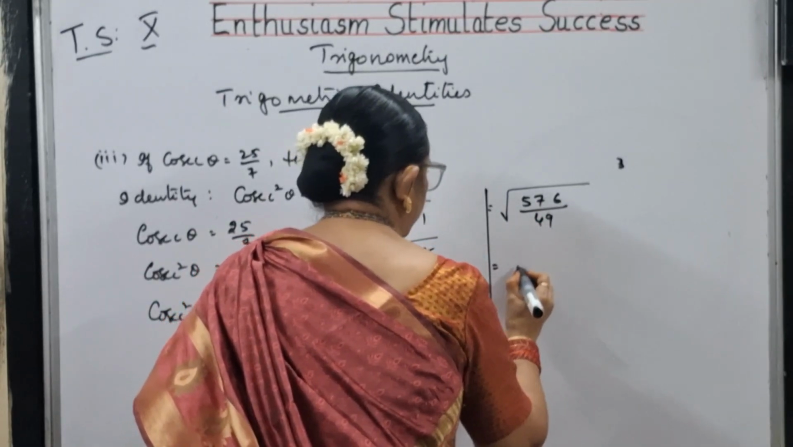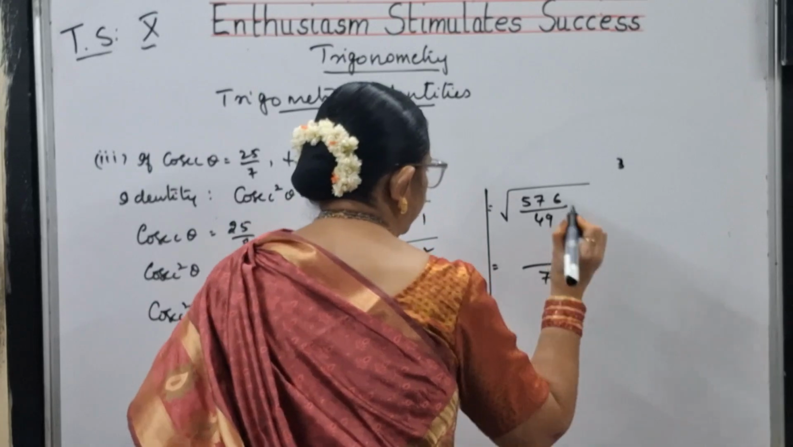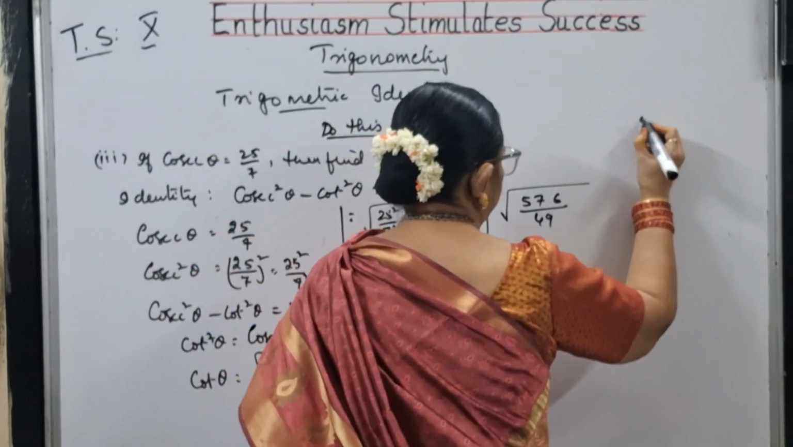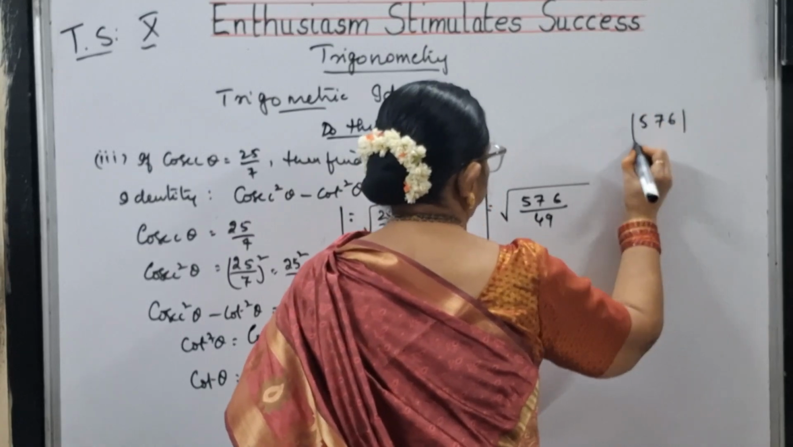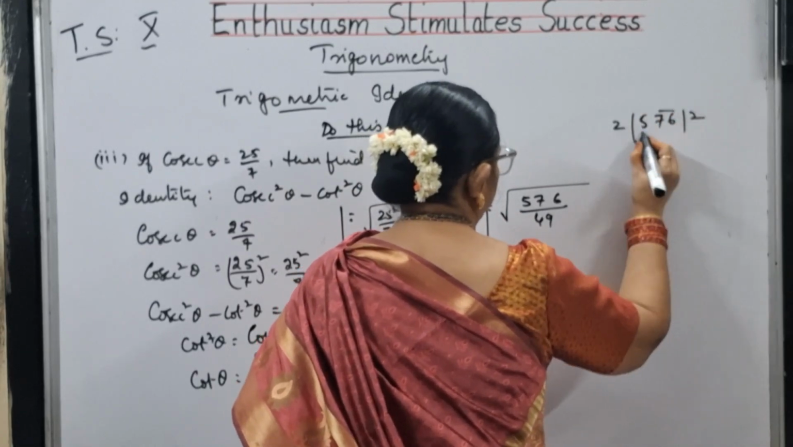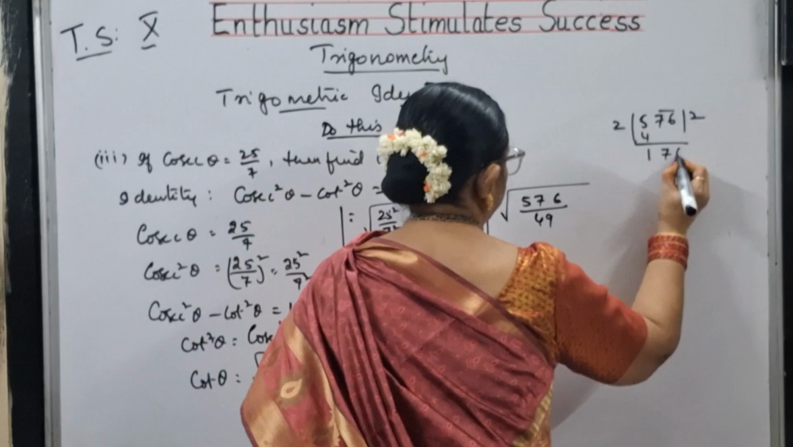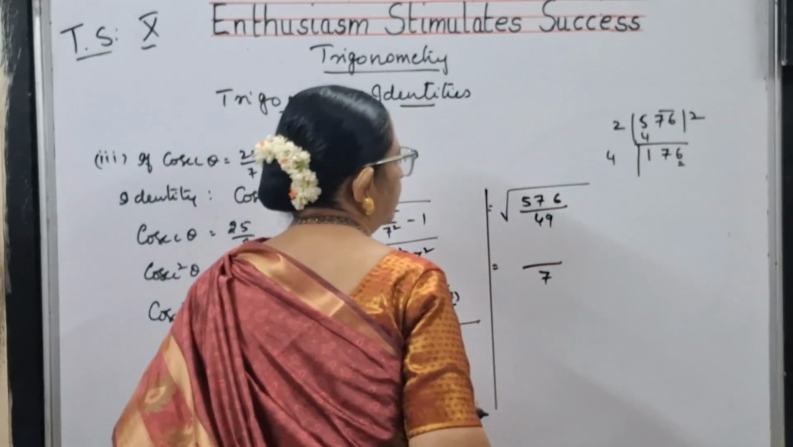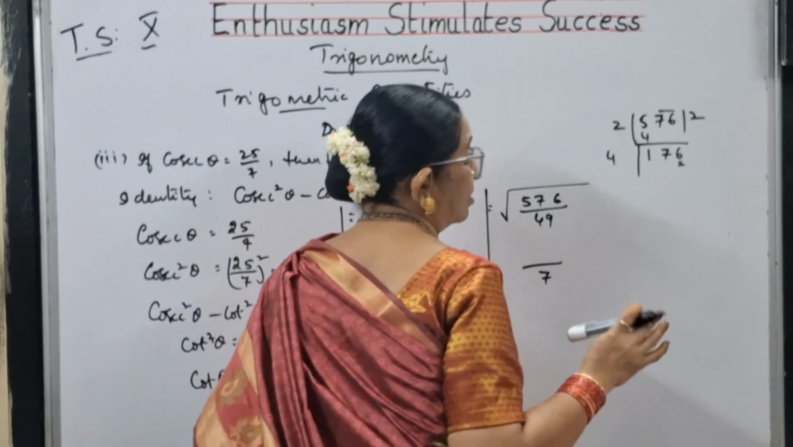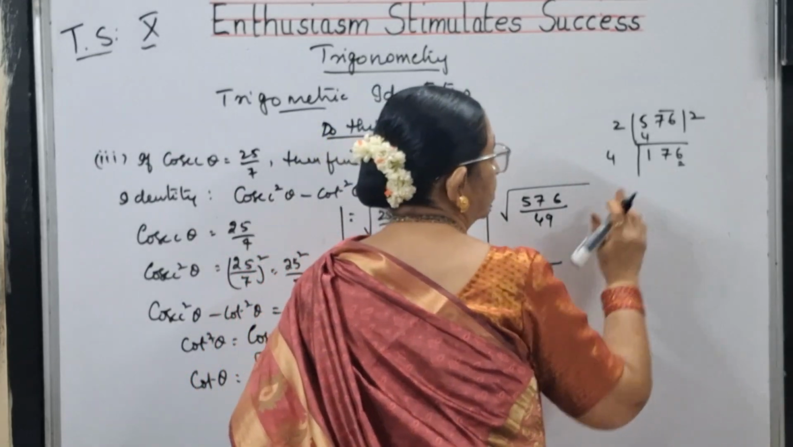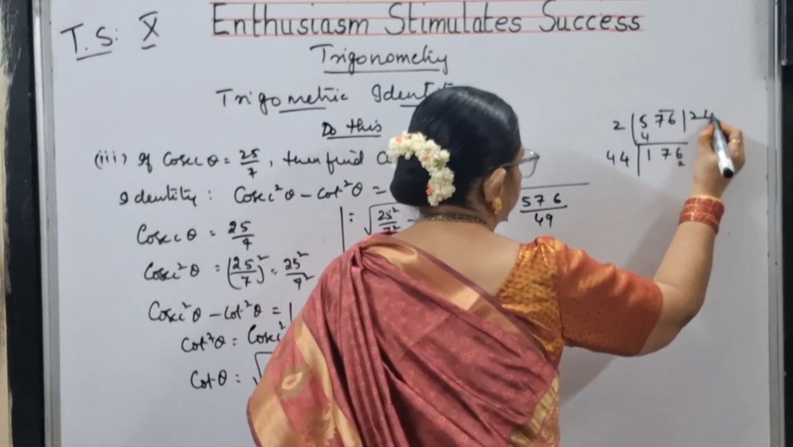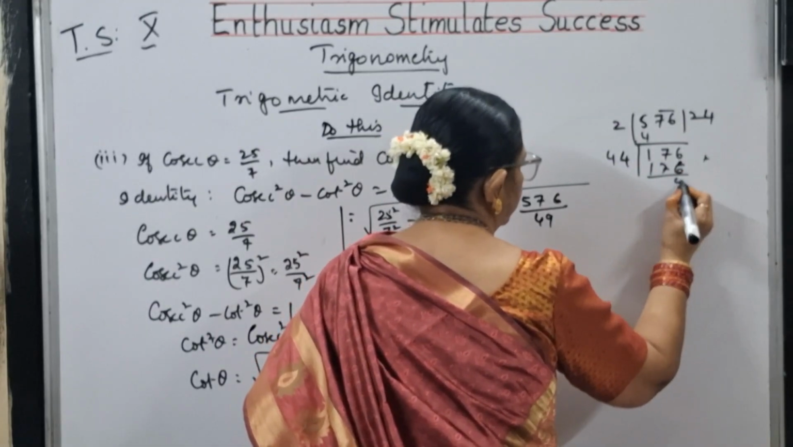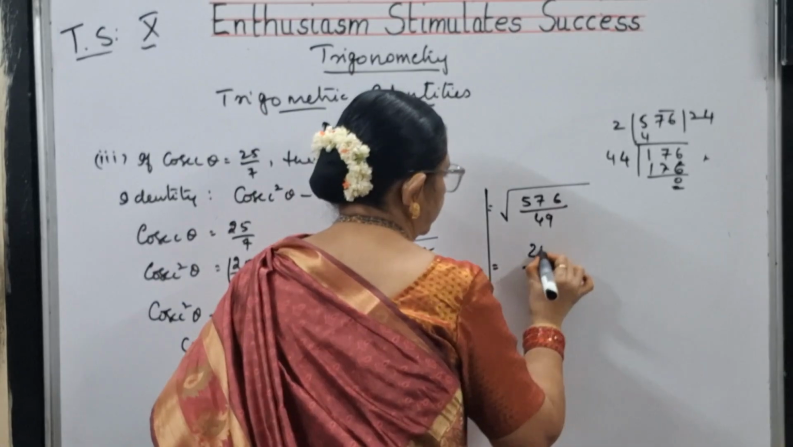Of course, 49 you can write as 7 square. So 576, let us find the root for it. 2 twos are 4, 1, 7, 6. Here 4 you will be getting. So in the units place we have 6: 4 fours are 16, and 6 sixes are 36. In both the cases 6 you will be getting. So first let us try with the 4. 4 fours are 16, 16 and 1 is 17. You are getting 0. So it is 24.